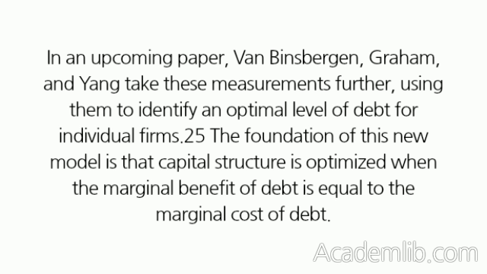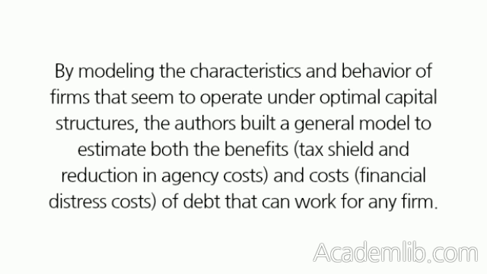The foundation of this new model is that capital structure is optimized when the marginal benefit of debt is equal to the marginal cost of debt. By modeling the characteristics and behavior of firms that seem to operate under optimal capital structures, the authors built a general model to estimate both the benefits, tax shield and reduction in agency costs, and costs, financial distress costs, of debt that can work for any firm.